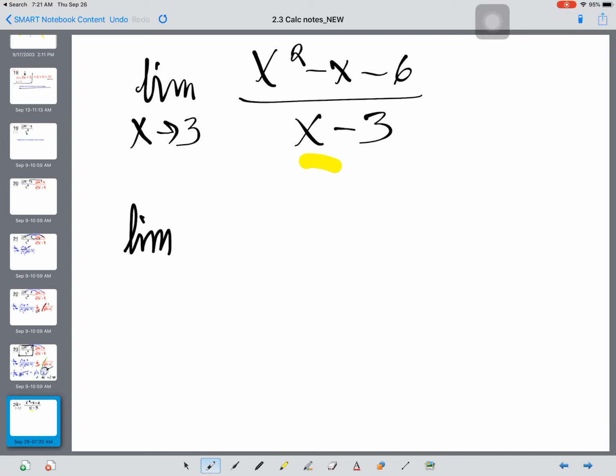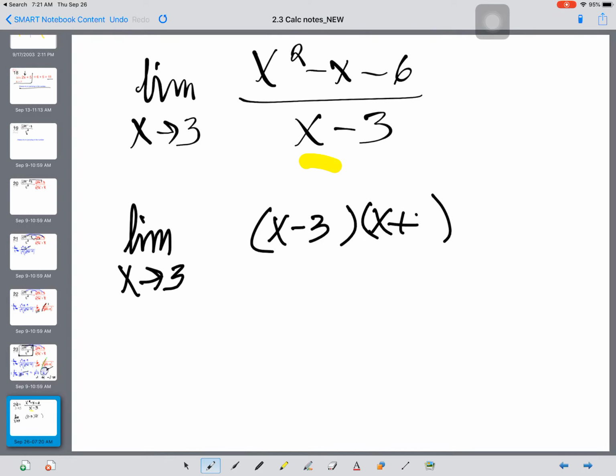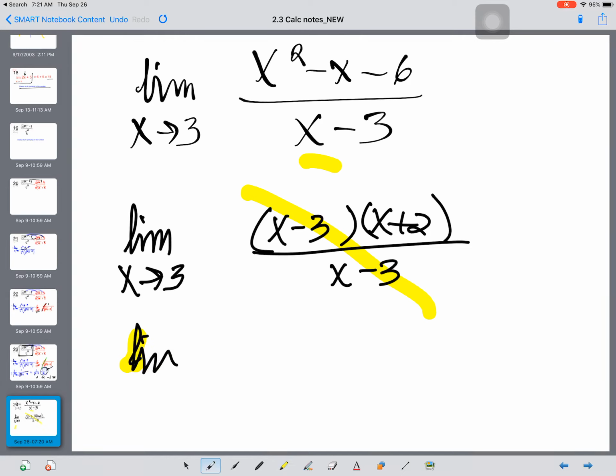Now, anytime you do a limit problem, you always have to keep writing the limit as x approaches every single line until you take the limit. I'm going to factor the numerator, and it factors as x minus 3 and x plus 2 all over x minus 3. Aha, you say. These guys cancel out, and now I have the limit as x approaches 3 of x plus 2, and now I can plug in 3 and get 5.